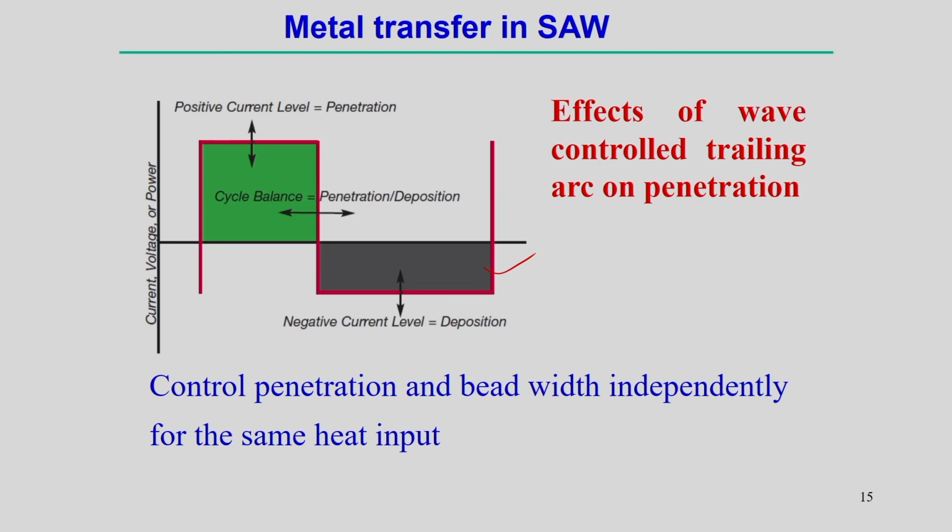Looking into these 2 aspects, it is possible to modulate the metal transfer, or to modulate the deposition in a controlled way. The deposition can be controlled, and at the same time the penetration can also be controlled, using this particular wavy nature of the power supply. So, the power source can be designed in such a way as to take advantage of the positive current level and the negative current level. That actually controls penetration and bead width independently for the same heat input, which is possible using the submerged arc welding process.